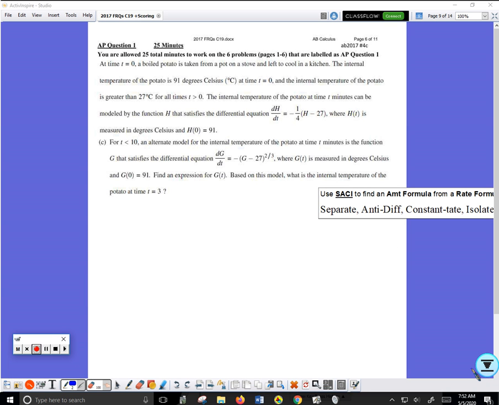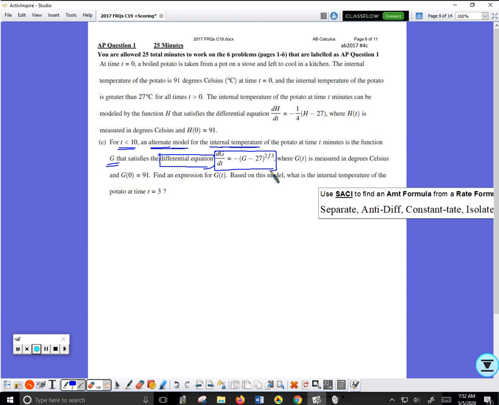Okay, for time less than 10, an alternate model. I remember other AP practice problems like this. So another way to measure the internal temperature of the potato is a function called G that satisfies this different differential equation. This is a perfect example of why you have to read really carefully.